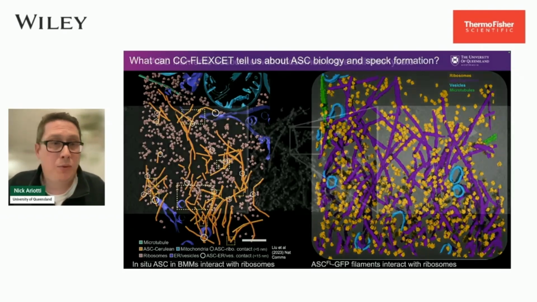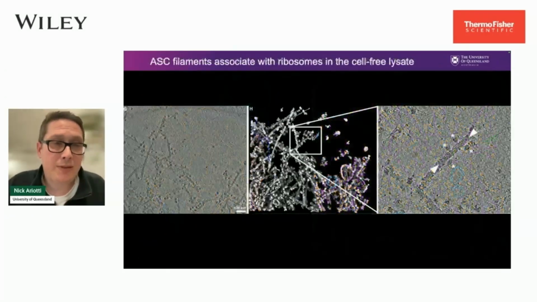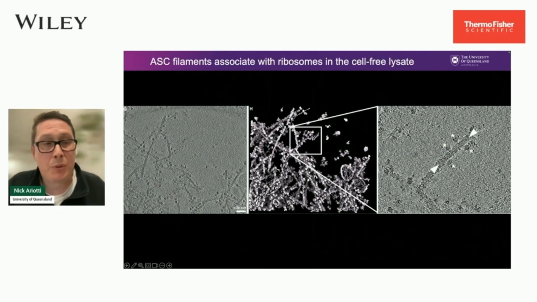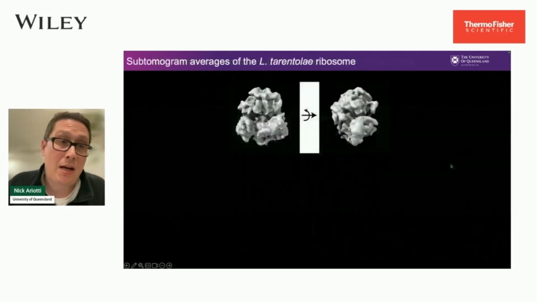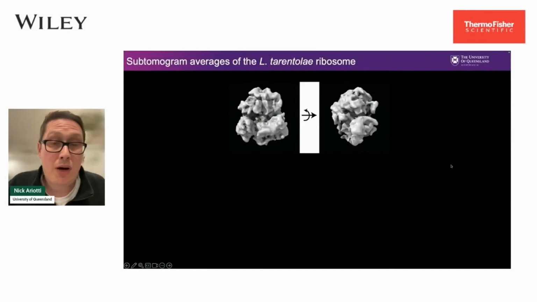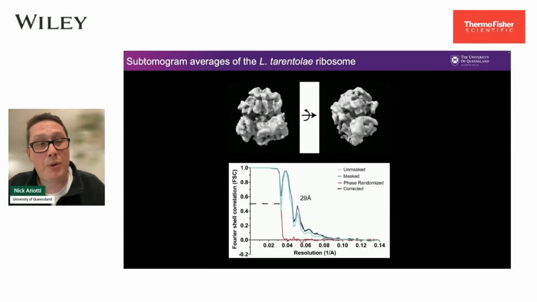Okay, here's a few more examples of exactly that. You can see ribosomes directly associated with this filament. So we went on, we solved the structure of the Leishmania tarentolae ribosome from these data sets. We didn't go to a high resolution. All we wanted to know was, can we resolve the large subunit and the small subunit, and can this start to tell us a little bit about this interaction between the ribosome and the ASC filament?